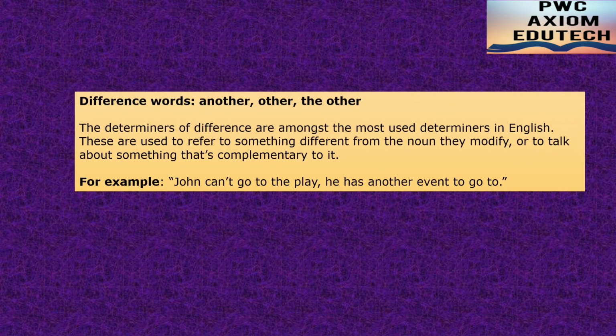Let us learn the difference among the words another, other, the other. The determiners of difference are among the most used determiners in English. These are used to refer to something different from the noun they modify, or to talk about something that's complementary to it. For example, John can't go to the play. He has another event to go to.